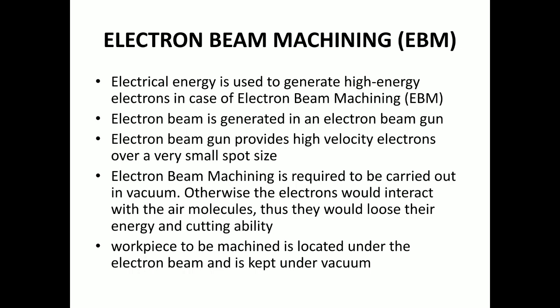The electron beam gun provides high velocity electrons over a very small spot size. That means the intensity, the energy per unit area, is very high in the electron beam. A large amount of energy is focused in a very small spot size.